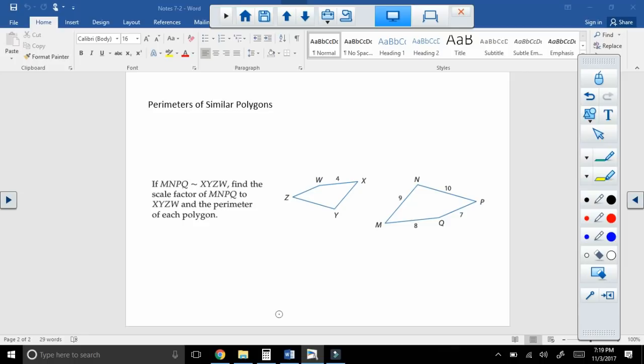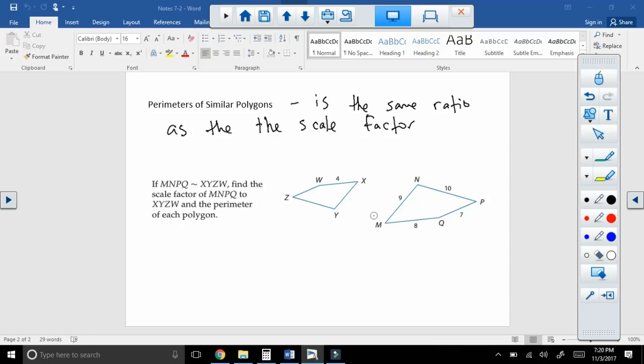And then the last thing for this section that you need to know is that the perimeter of similar polygons is the same ratio as the scale factor. And this can just save you some time. Instead of maybe finding all of the different sides, if you can just find the scale factor, you can give the ratio of the perimeters also. And this next example here demonstrates it.